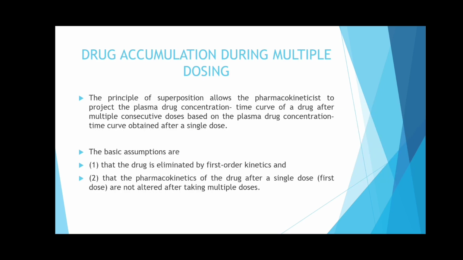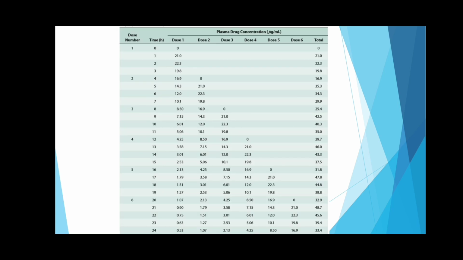Now the principle of superposition allows the pharmacokineticist to project the plasma drug concentration time curve of a drug after multiple consecutive doses based on the plasma drug concentration time curve obtained after the first dose. So the basic assumptions are that the drug is eliminated by first order kinetics. Secondly, that the pharmacokinetics of the drug after a single dose are not altered after multiple doses. We should assume these things, and this table is based on the same assumption.